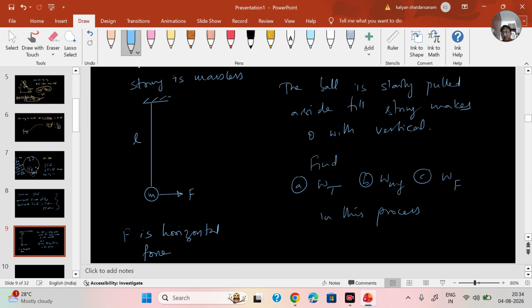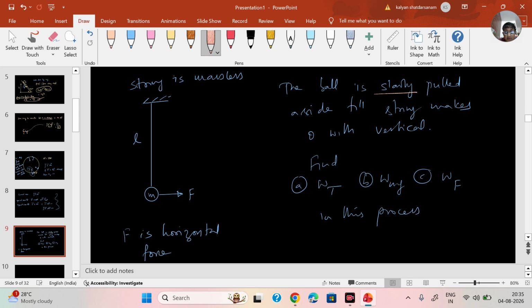So let us step by step solve it. First, we will find work done by tension. Before that, let us understand what is meant by the word slowly. How do you understand slowly in the context of physics?